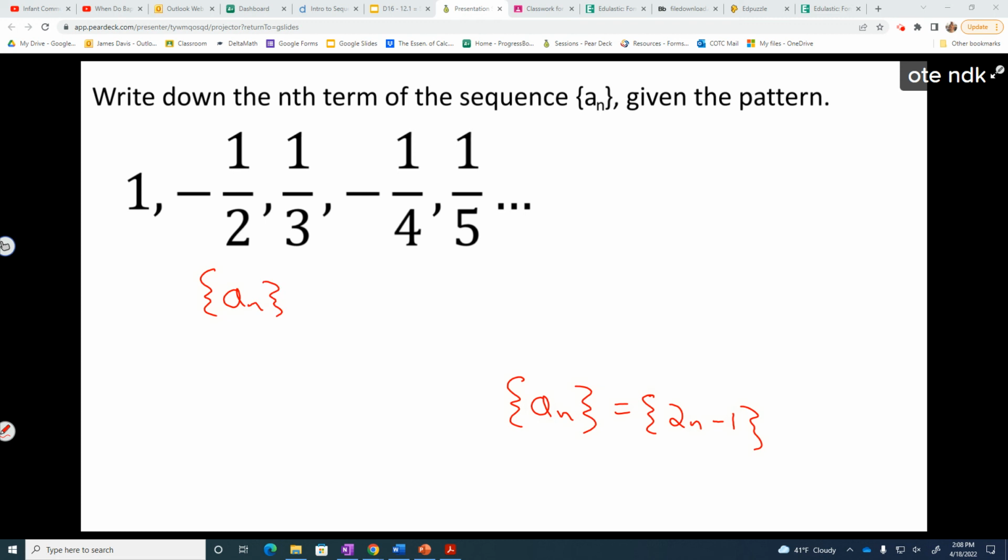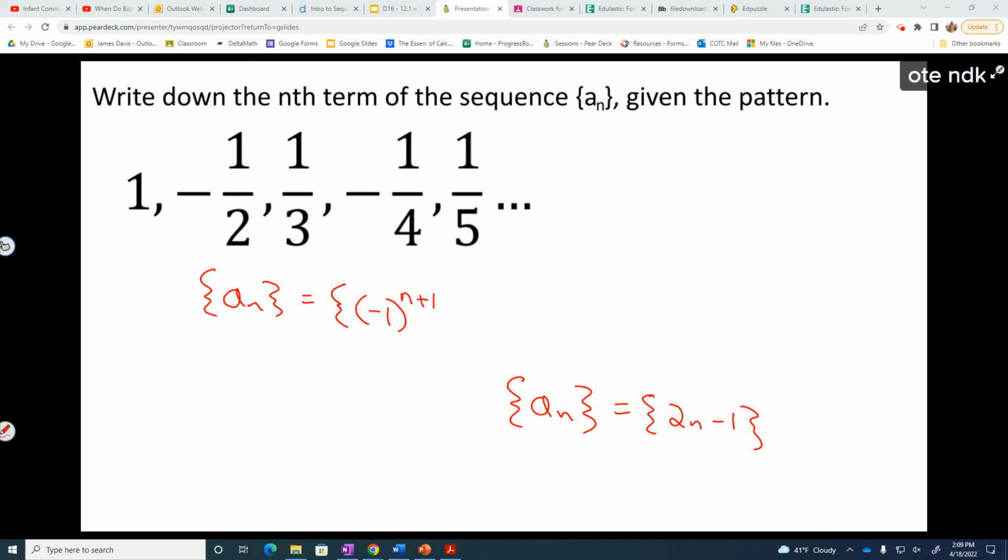So this one, the first thing to notice is it alternates. It's positive, negative, positive, negative, positive. Whenever you see that, you want to use negative 1 to a power. The terms are 1, 2, 3, 4, 5, so we also need an n.